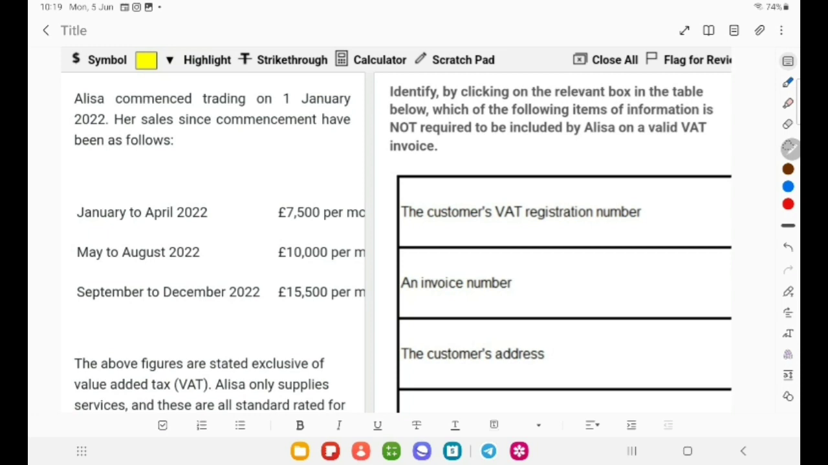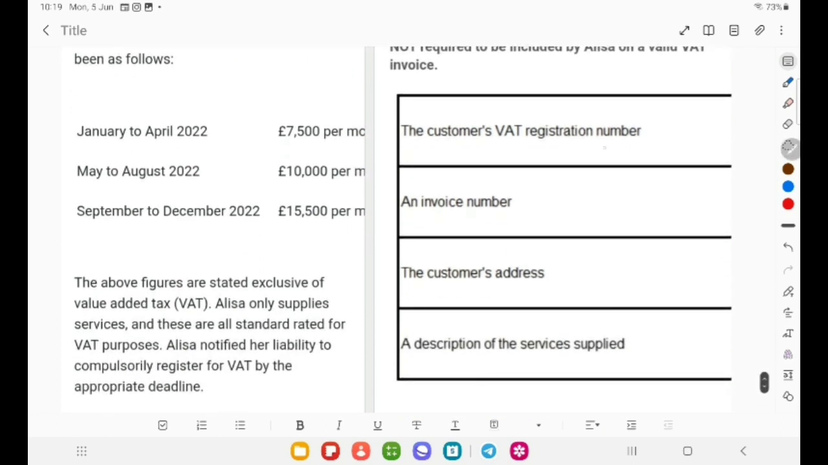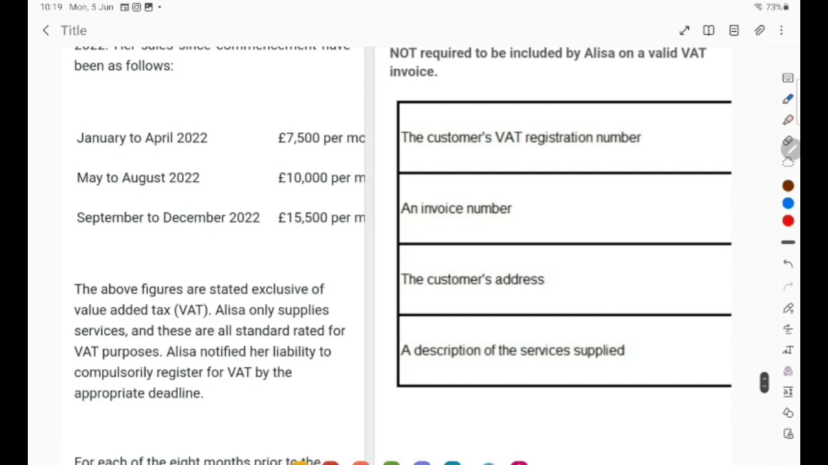Next question of general knowledge. Identify by clicking on the relevant box in the table below which of the following items of information is not required to be included on Alisa's valid VAT invoices. So the customer VAT registration number is not required. This is the first option. That is your answer. Invoice number should have been recorded. Customer address should have been recorded. A description of services supplied should have been recorded.